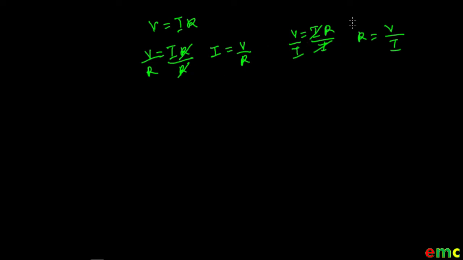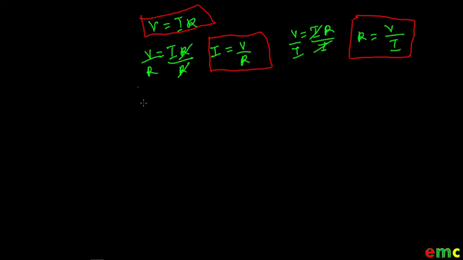From these three mathematical expressions, we have the voltage to be equal to the current and the resistance. We have the current to be equal to the voltage over the resistance. We have the resistance to be equal to the voltage over the current. To easily remember these mathematical expressions, that leads us to what we know as the ohmic triangle.